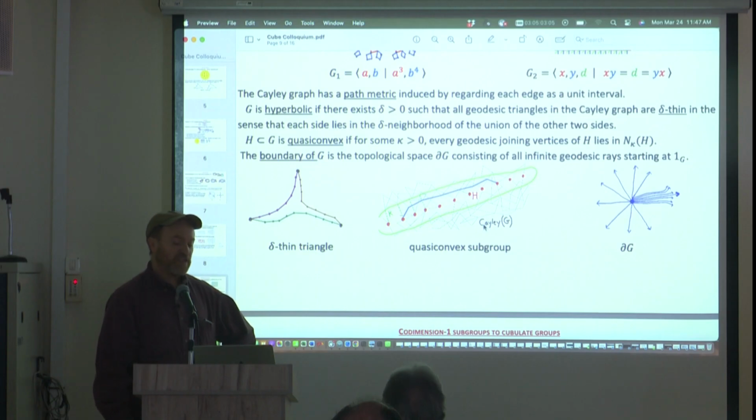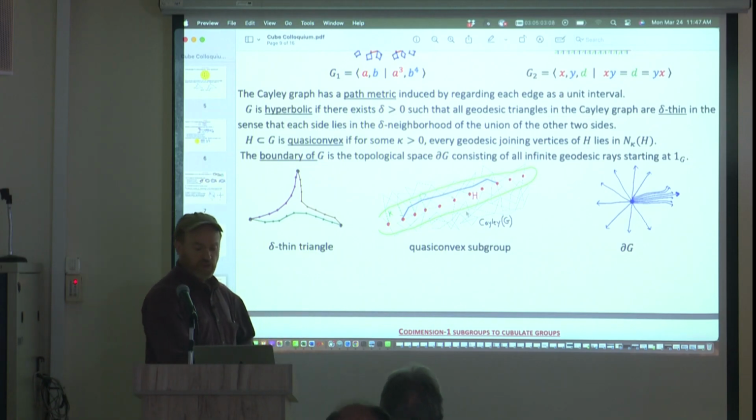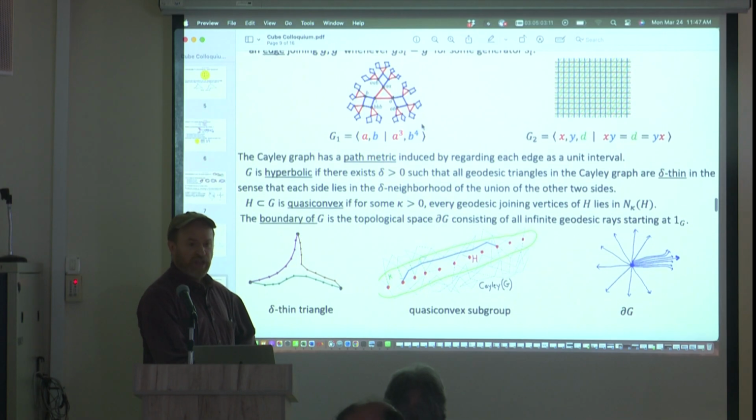And then there's what we call hyperbolicity. So a group is hyperbolic. Well, on the Cayley graph there's now a path metric, and there are geodesics in this Cayley graph, and you can look at triangles that are formed whose sides are all geodesics, and Gromov invented hyperbolic groups. This Cayley graph is called delta hyperbolic if any triangle is delta thin, in the sense that any geodesic triangle has the property that each side lies in the delta neighborhood of the other two sides within the Cayley graph.